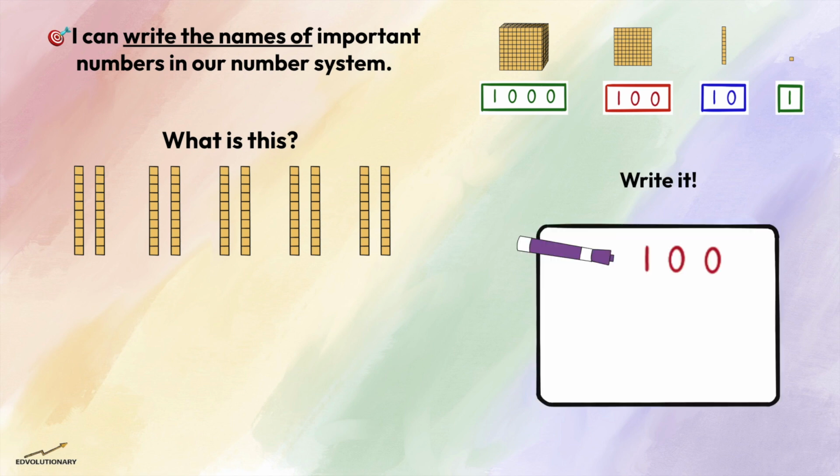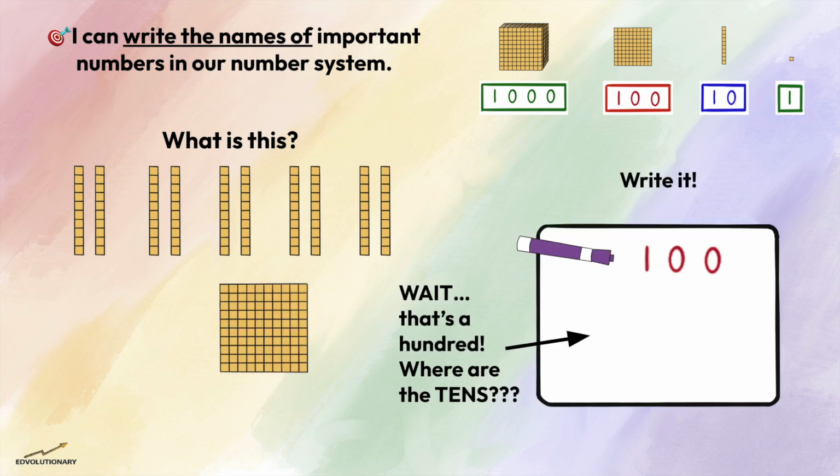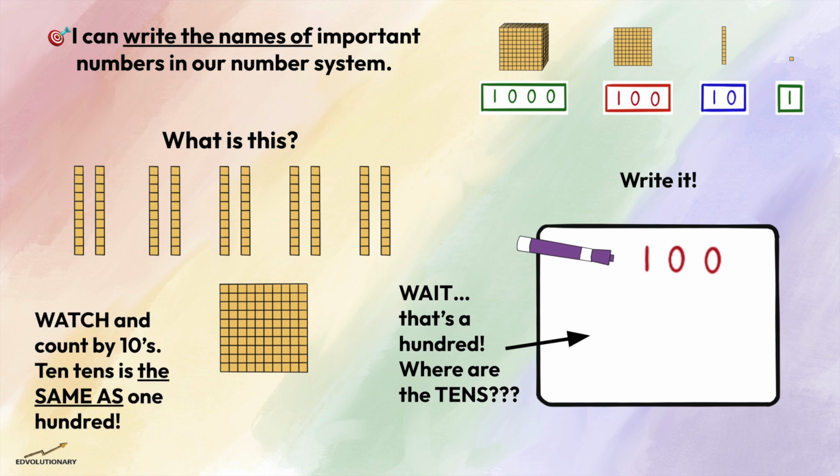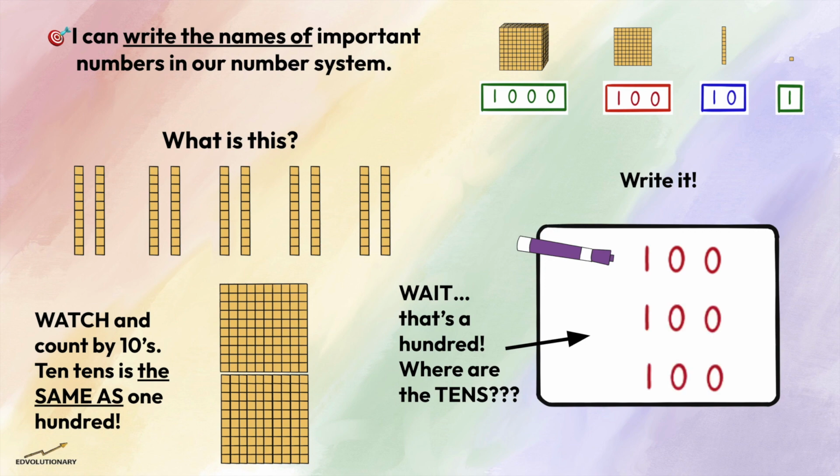10 tens. This is how we write 10 tens. Wait, that says 100. I'm supposed to be writing about 10 tens. Well, watch. Let's count by tens. 10 tens is the same as 100. 10, 20, 30, 40, 50, 60, 70, 80, 90, 100. So when we see 10 tens, 10 tens make 100. Let's write it 2 more times.